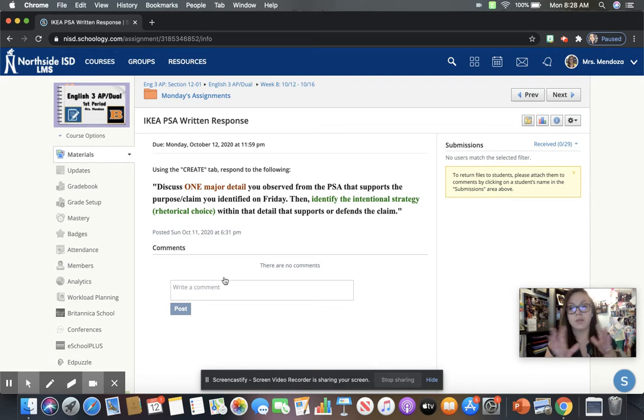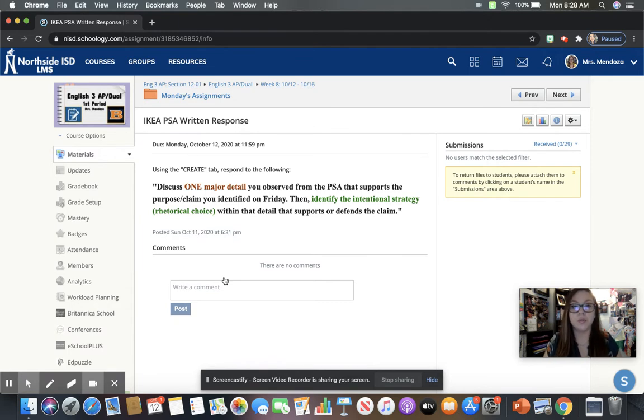So again, within that one major detail, because you separated it out, your purpose was that action. Then your claim was one point to emphasize that action. So now within that point, you need to find one detail where that was obvious. And then in that detail, what rhetorical choices or intentional strategy was used to support and defend that particular claim that situates itself within the overall purpose.